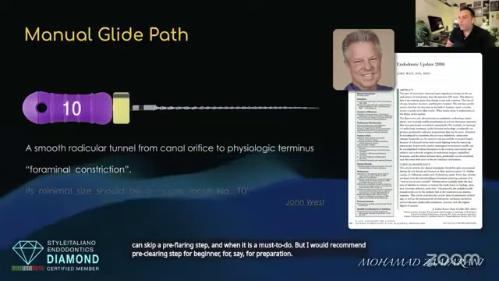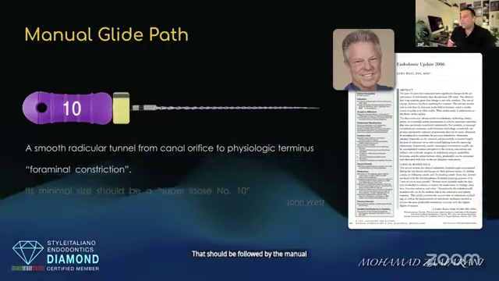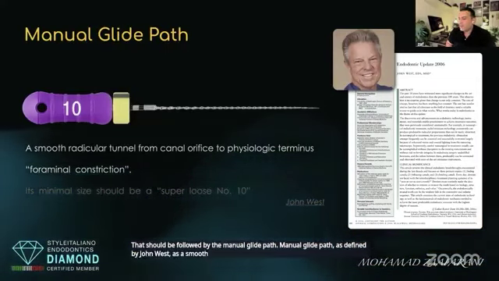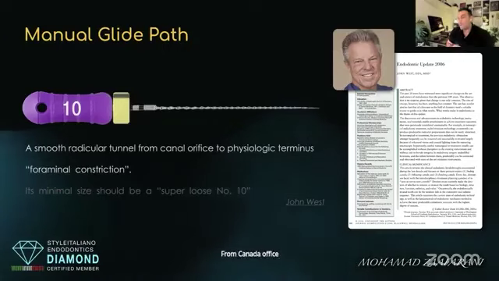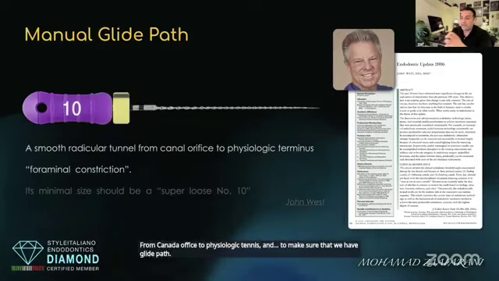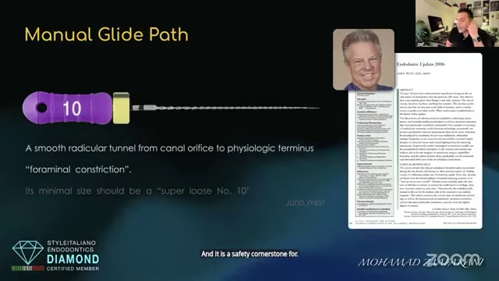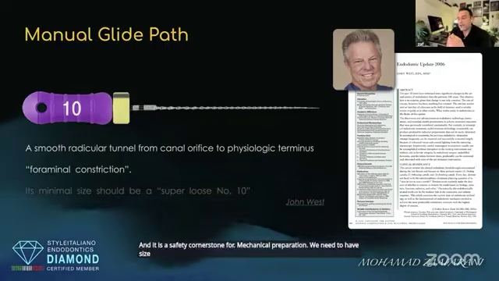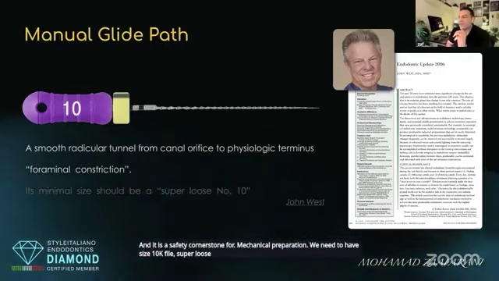That should be followed by the manual glide path. Manual glide path, as defined by John West, is a smooth radicular tunnel from canal orifice to physiologic terminus. And to make sure that we have a glide path, which is a safety cornerstone for mechanical preparation, we need to have a size 10 K file super loose inside the canal.